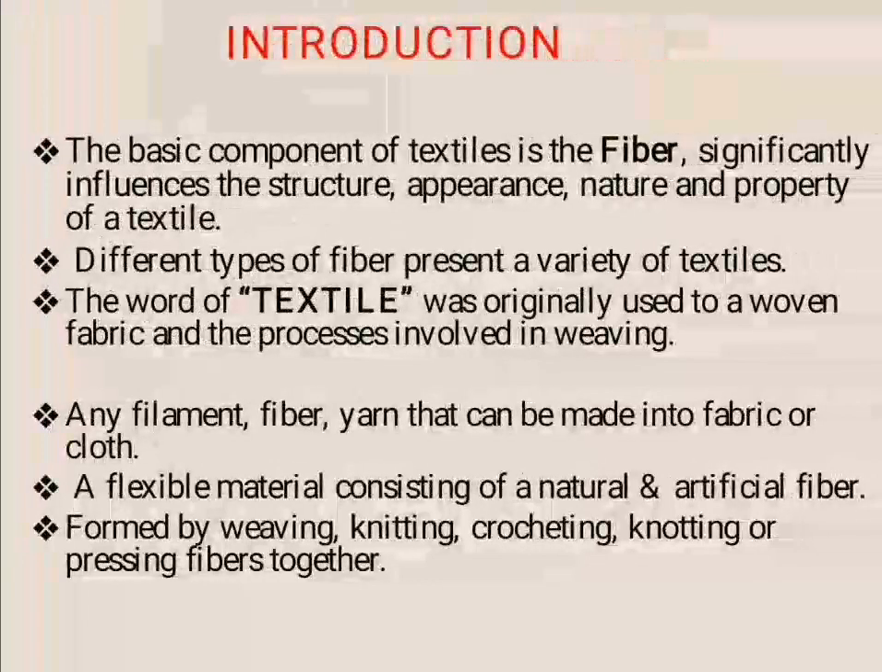Introduction. Fiber is the basic component of textile, significantly influencing the structure, appearance, nature and property of textile. Different types of fiber produce different types of textile. The word textile was originally used for a woven fabric, the process involved in weaving. Any filament, fiber or yarn can be made into a fabric, a flexible material consisting of natural and artificial fiber, a textile formed by weaving, knitting, crocheting, knotting or pressing fiber together.